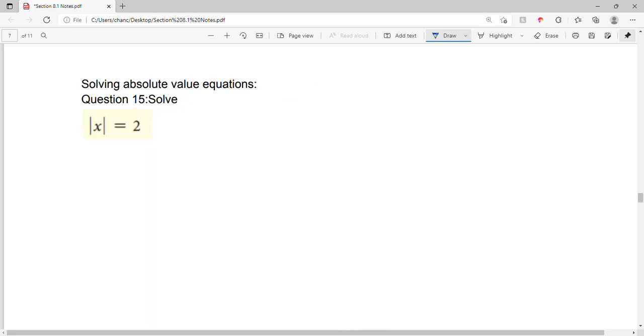In question 15, we're going to change things up a bit. We're going to solve absolute value equations. Now, what is the absolute value? Well, just recall that this is equivalent to the distance from 0 on the number line. That's our definition. The distance from 0 on the number line.